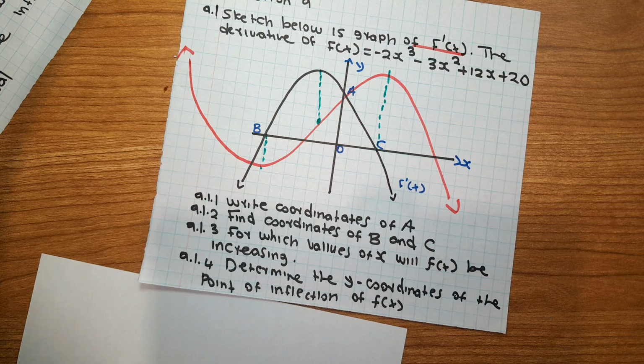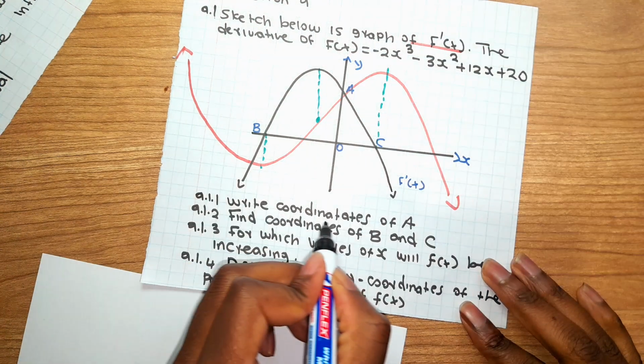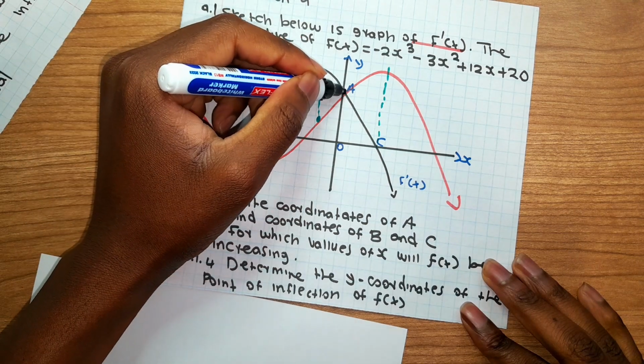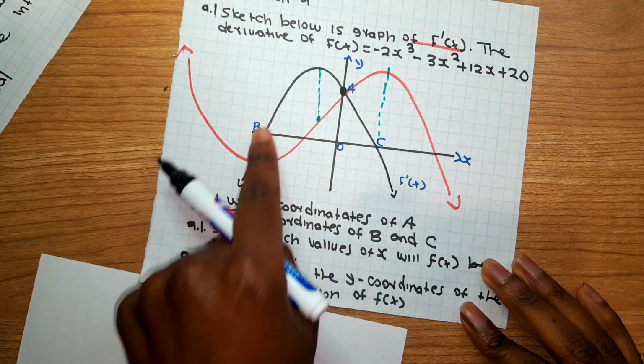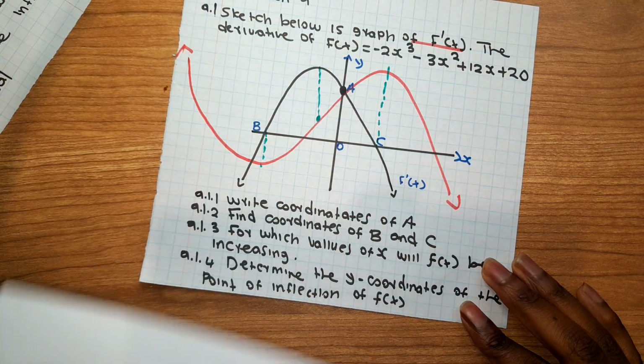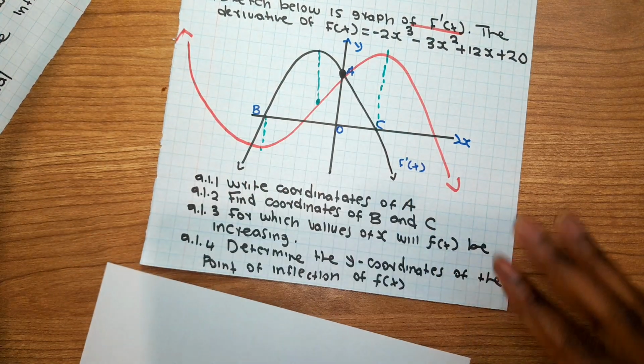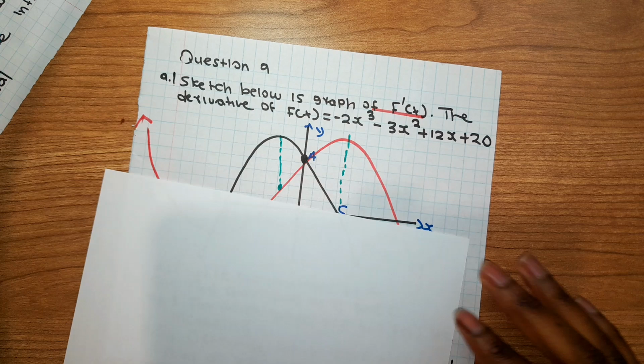I loved it. Now they say, write down the coordinates of A. How do you write the coordinates of A? You realize that A is actually on the quadratic expression and it is the value of Y. So they say, write down the coordinates of A. They do not expect you to calculate anything.